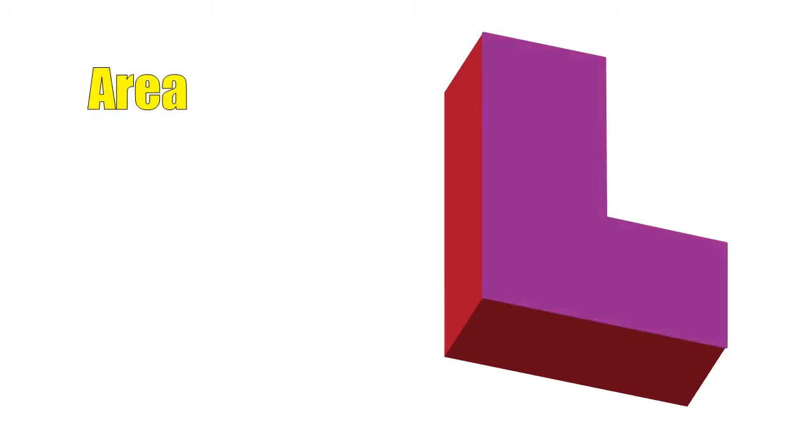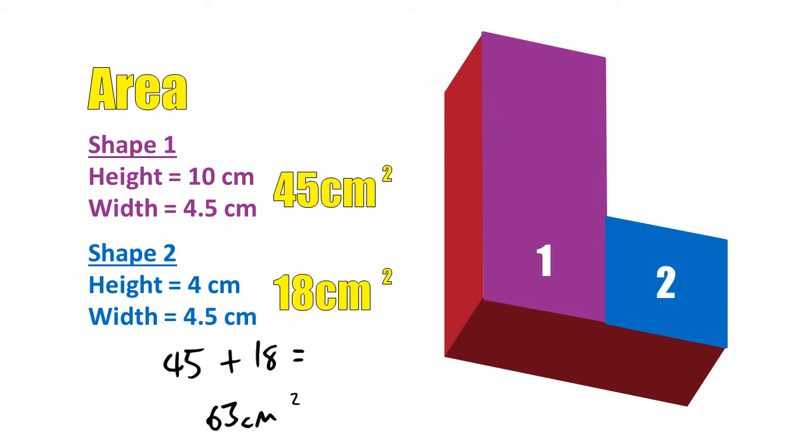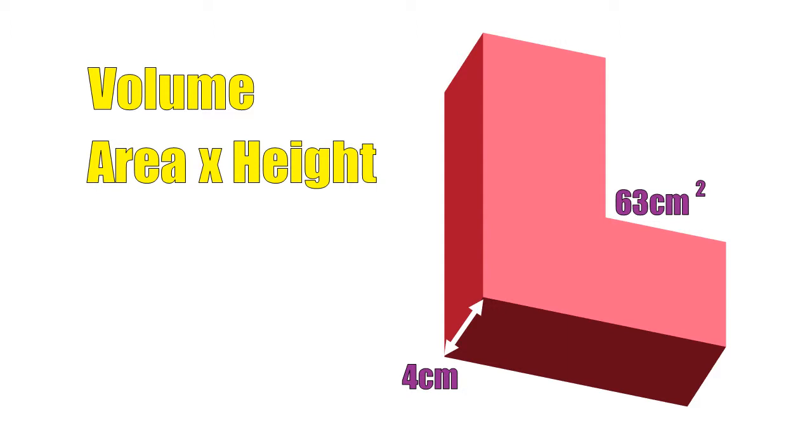Anyway, the same process applies, so you must first work out the area of the L. The easiest way to do this is to break the L down into individual rectangles. Times the length by the height of each one to get the individual areas, and then add these together to get your total area. Next up, multiply this by the height to get your volume.